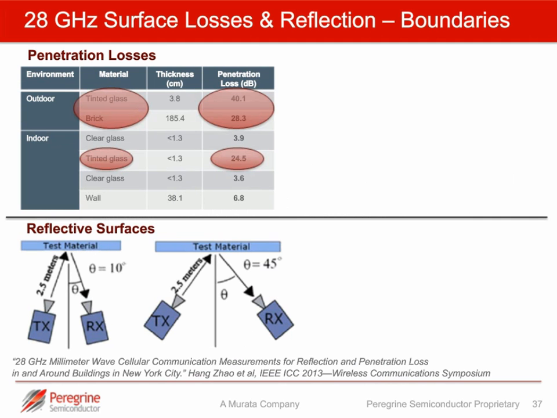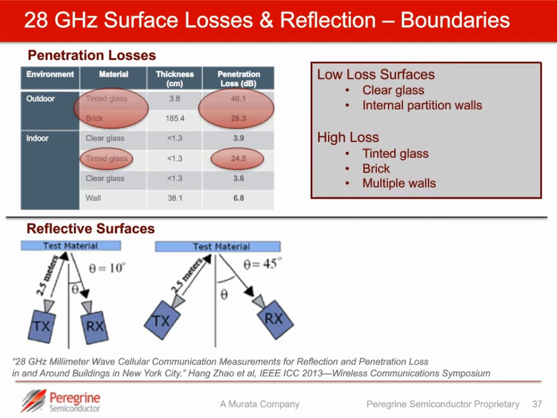If we start by looking at the materials and the environment that we might face, this study shows surface losses and reflections at boundaries. We can see in the top chart there are a series of highlighted blocks, and the highlighted blocks are the materials with the highest loss. What we can see from this is that things like clear glass and internal partition walls only have modest loss. But when we start talking about tinted glass, brick, or multiple walls, then the loss is high.